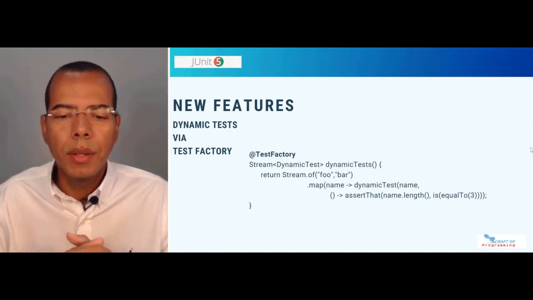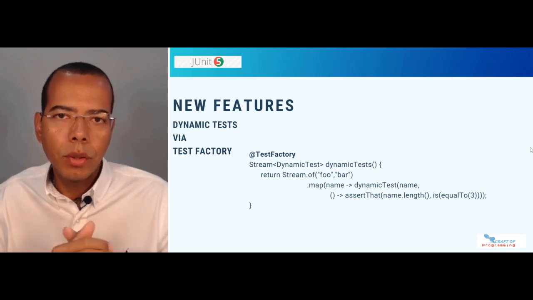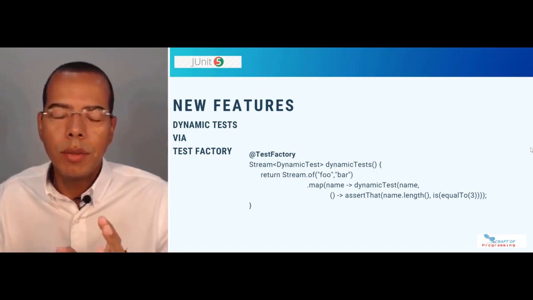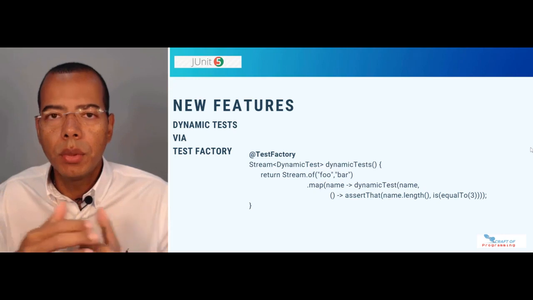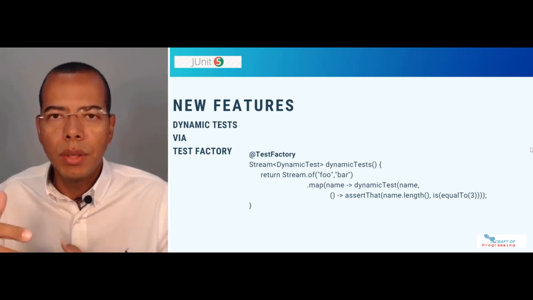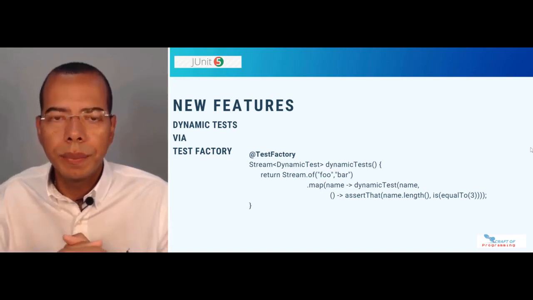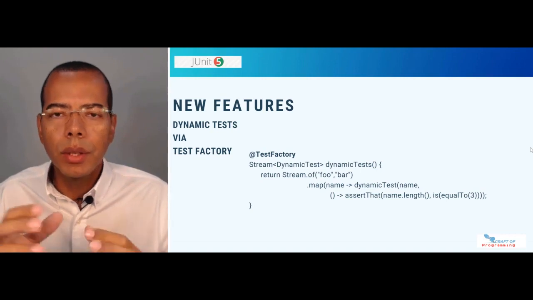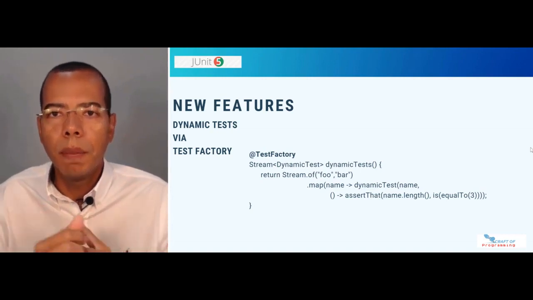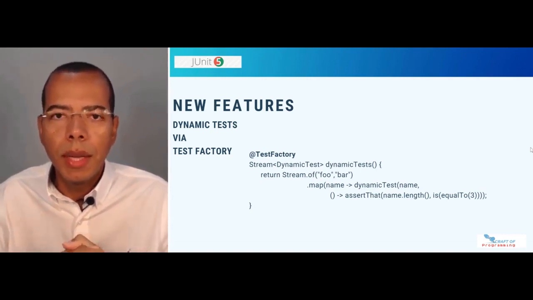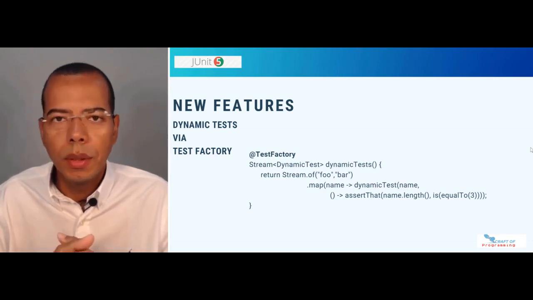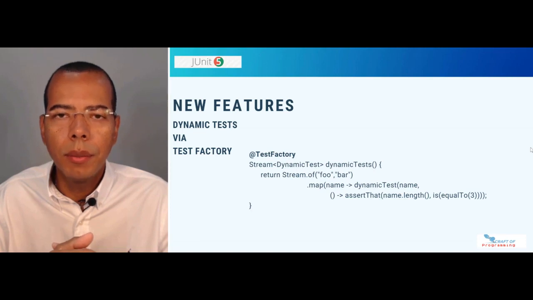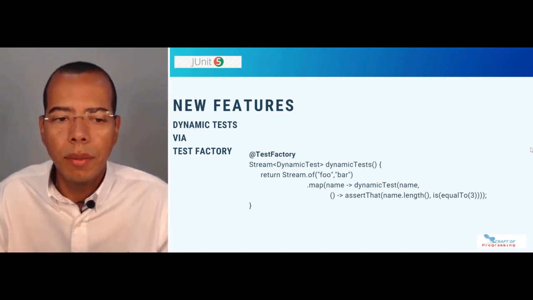So as you can see here, this is slightly similar to parameterized tests in that we have a bunch of inputs that we are passing to a test. Here you are actually creating the test body dynamically on the fly. So this is a really useful feature, and I think it makes JUnit 5 a very powerful testing framework.